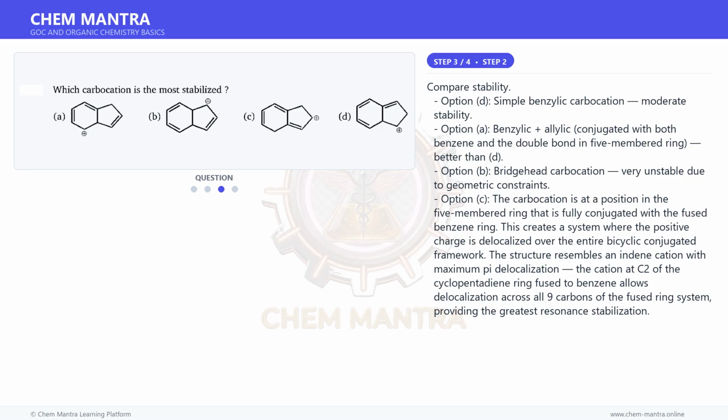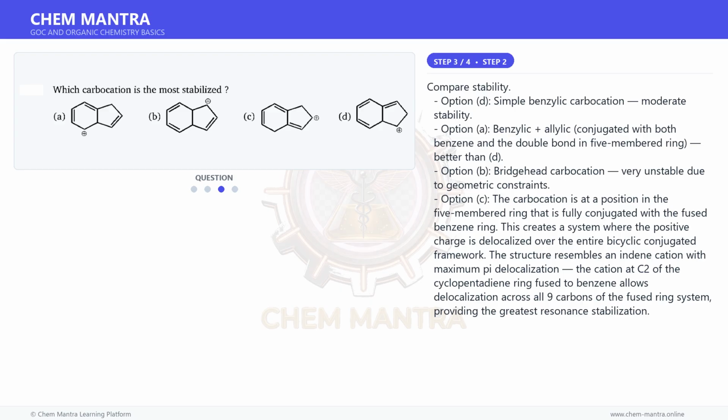Moving on to the next step. Compare stability. Option D. Simple benzylic carbocation, moderate stability. Option A. Benzylic plus allylic, conjugated with both benzene and the double bond in the 5-membered ring, better than D. Option B. Bridgehead carbocation, very unstable due to geometric constraints.